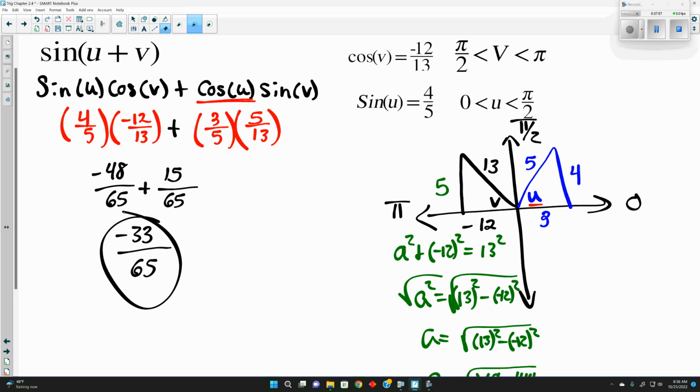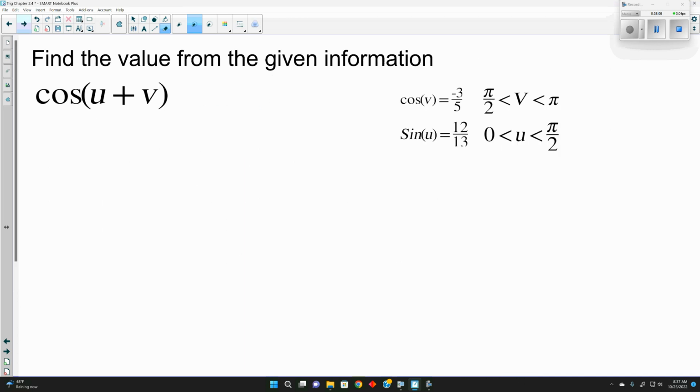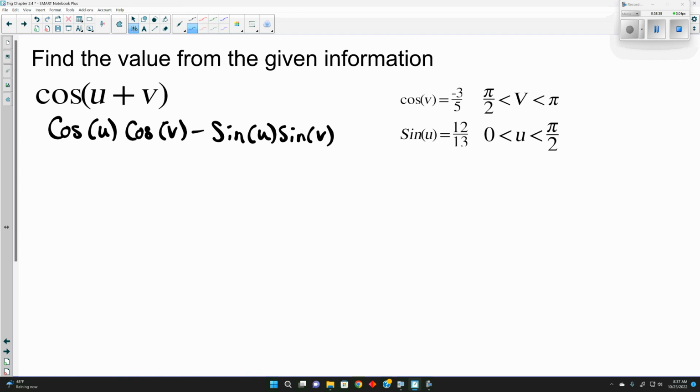Any other questions on any of this here? We're going to look at one more of these today, then we will save the rest of this for tomorrow. Now this one here, cosine of u plus v. So our formula, cosine of u, cosine of v minus sine of u, sine of v, is really what we're looking at. Now we are given some of the information already. They told us that cosine of v is negative 3/5. And they told us sine of u is 12/13. So that's what we know so far, yes?